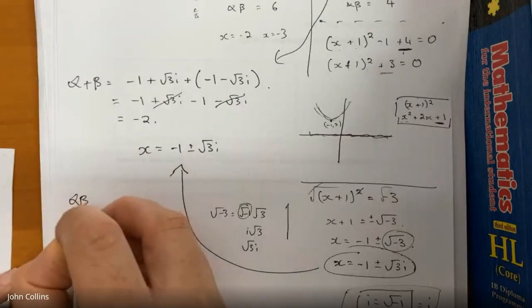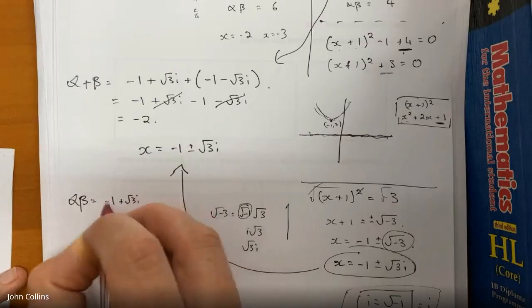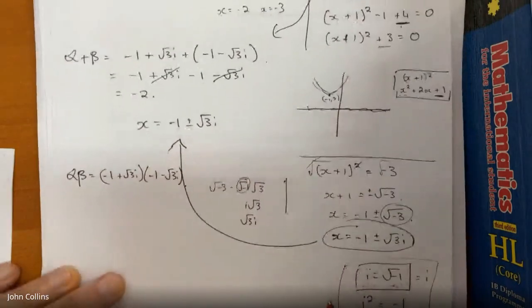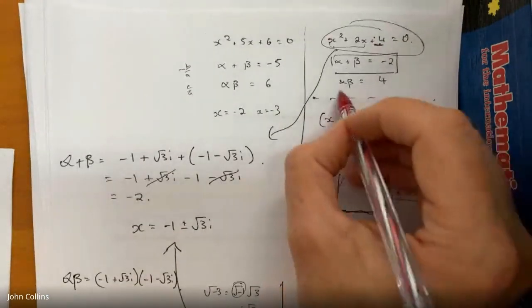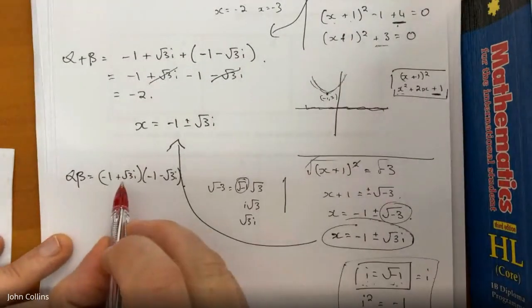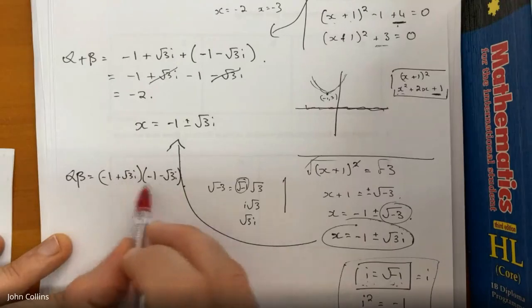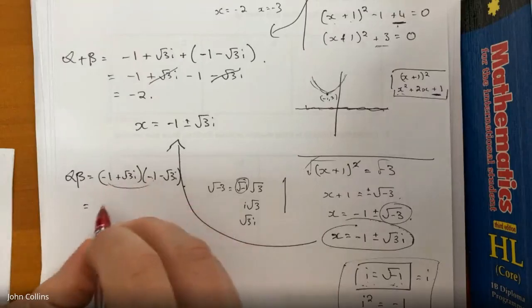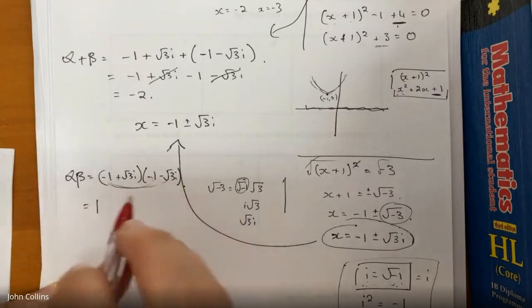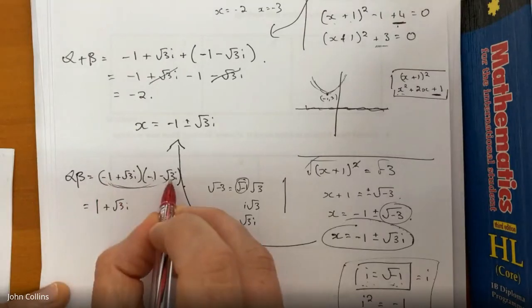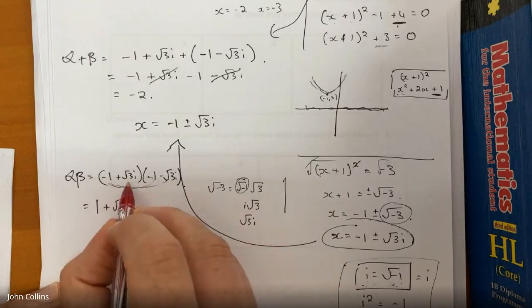Okay. All right, and then I do alpha beta, which is minus 1 plus root 3i and minus 1 minus root 3i. So it's a bit messy now, but we'll just do it. I'm hoping to get 4. At the moment, it doesn't look too promising. But this is the difference of 2 squares, so there's going to be some things cancelling out. Let's look. Minus 1 times minus 1 is 1. Minus 1 times minus root 3i is plus root 3i, because it's a minus times a minus. Okay, that's the minus 1 done.